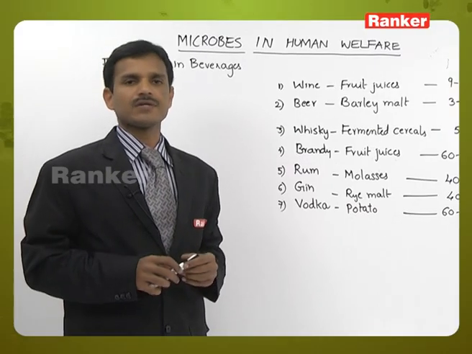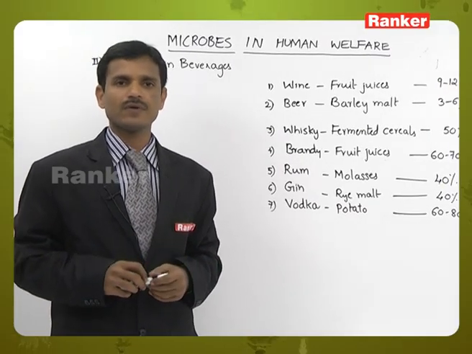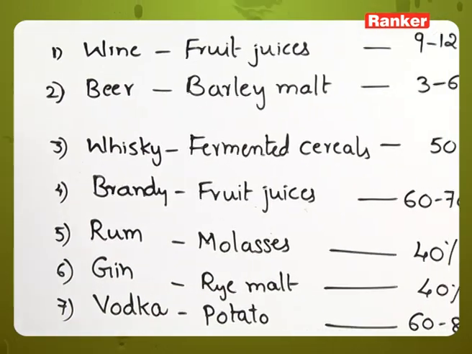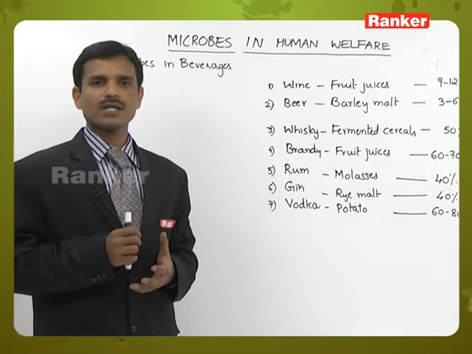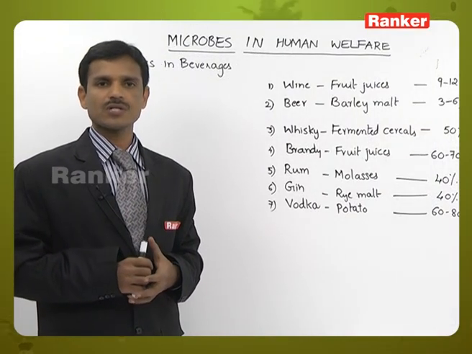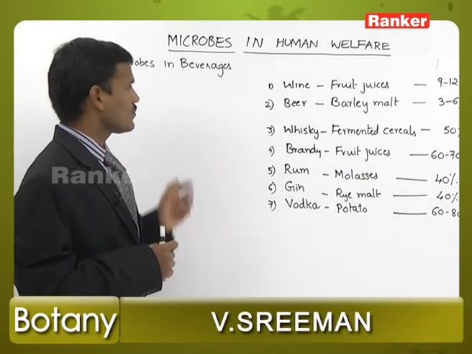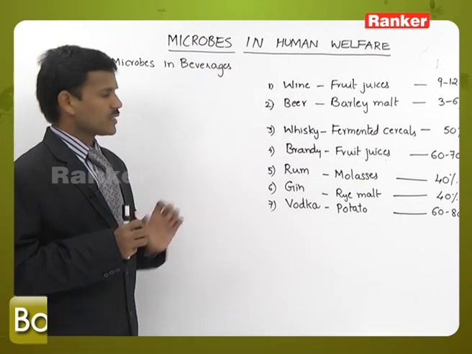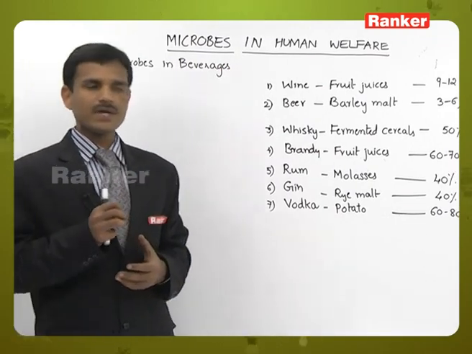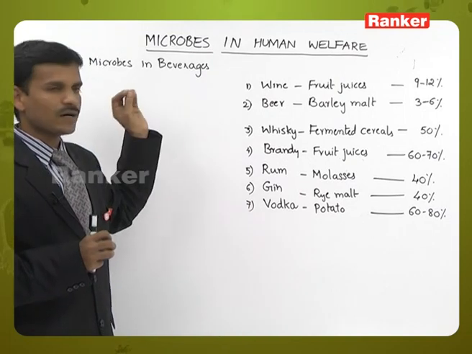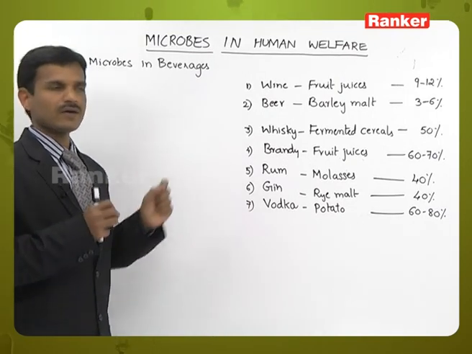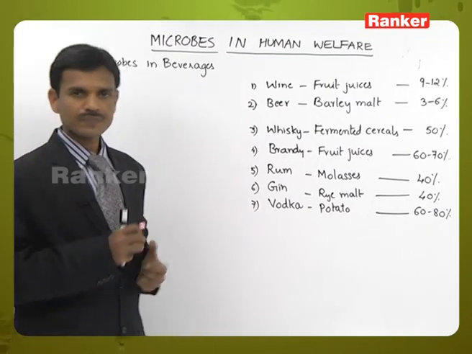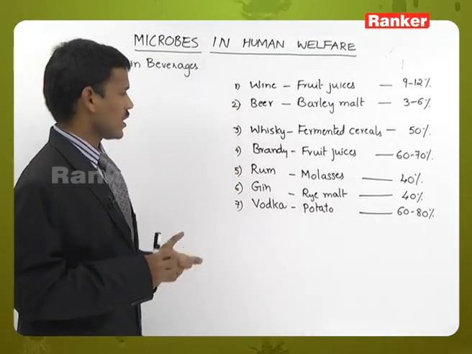Microbes in beverages. During the production of alcohols, a number of microbes are used. Here yeast is used. Generally yeast is used for fermentation or for the production of alcohol. So here different types of alcohols are there, based on the concentration, the raw material, and which type of bacterium or fungal members are involved in the production of alcohols.